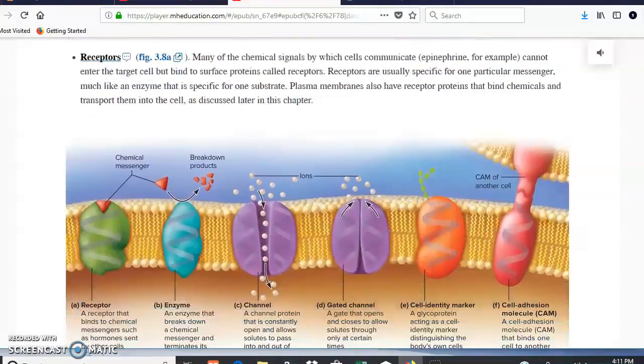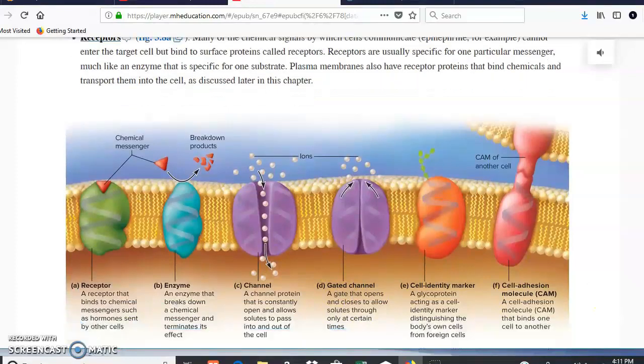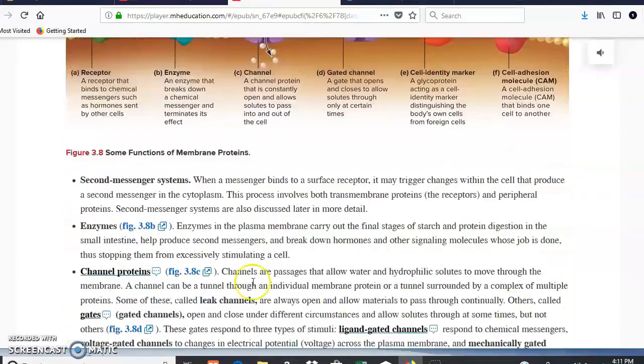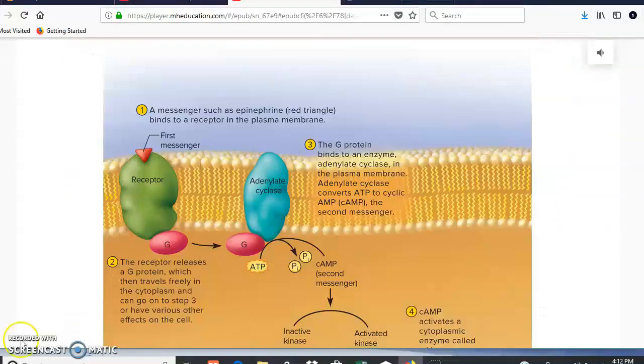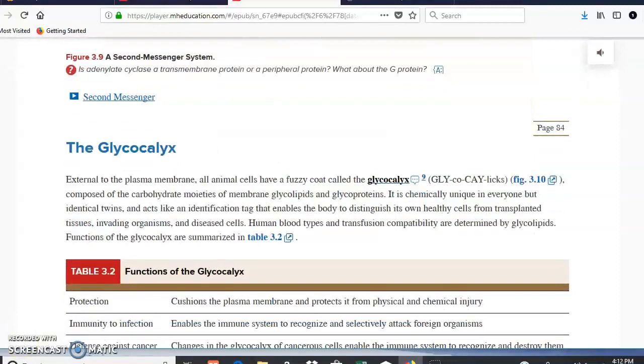Some of the functions of these membrane proteins, as you can see right here, are going to be receptors, enzymes, channels, cell identity markers, and they also function as second messenger systems. They are called second messengers because there are going to be two messengers involved. Keep scrolling down, we're going to get to the glycocalyx.